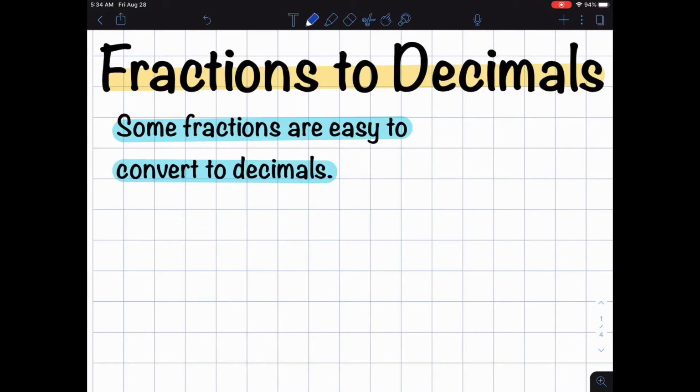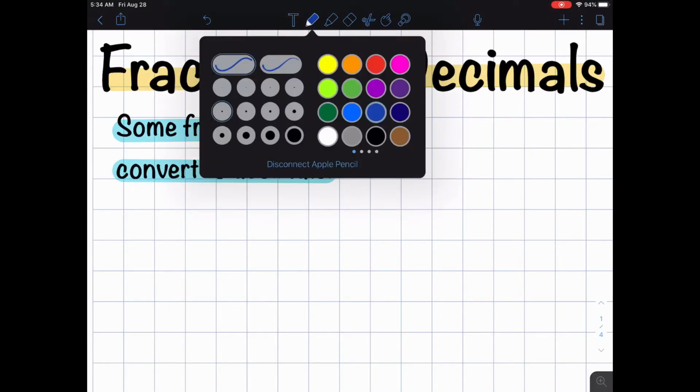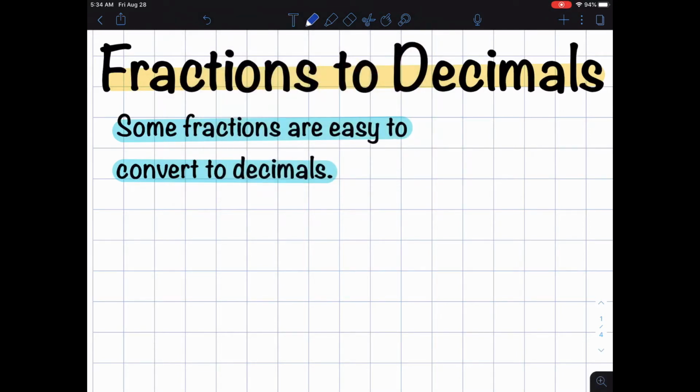All right, let's begin. To tell you honestly, some fractions are easy to convert to decimals. What do I mean? Here's what I mean. All you need to do is to read it, and then you'll figure it out. Let's look at some examples.